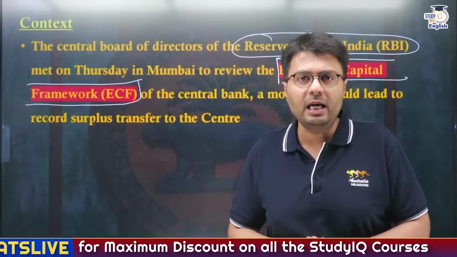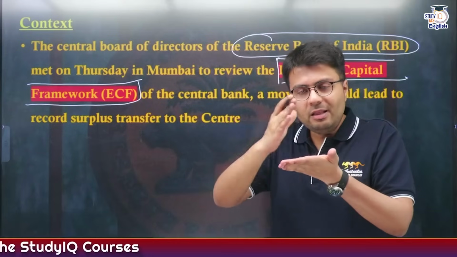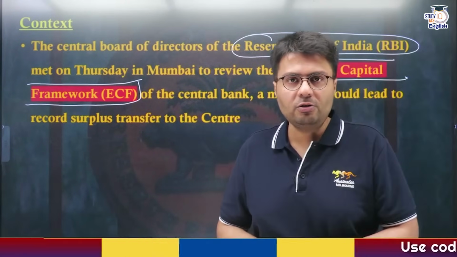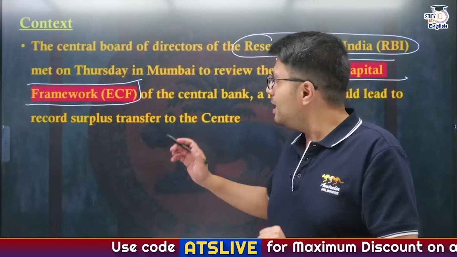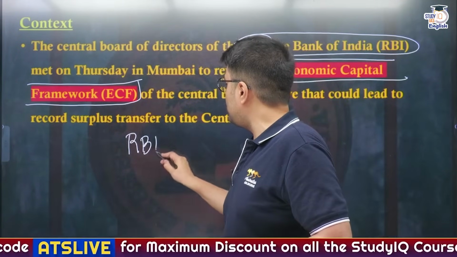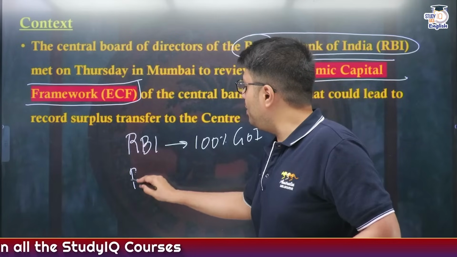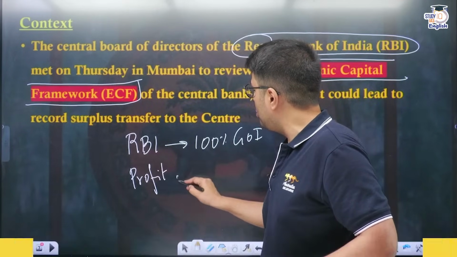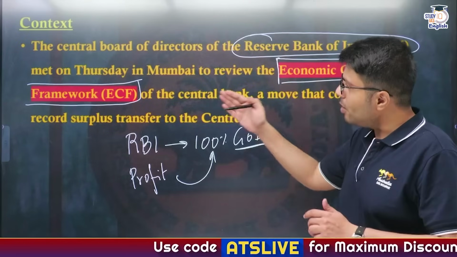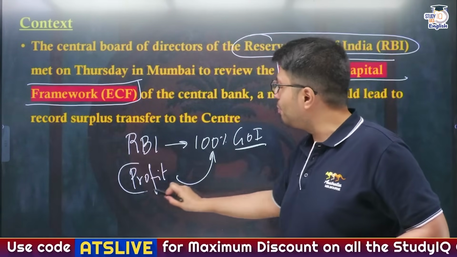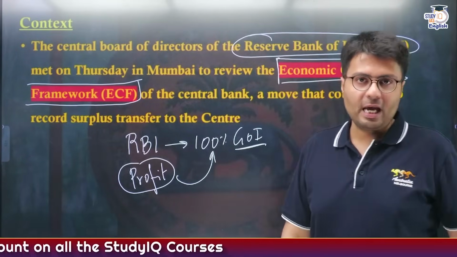My answer to that query is that companies, private companies for that matter, whenever they earn profit, they transfer a portion of this profit to their shareholders, who are the part owners of the company, right? And this is called a dividend. Similarly, RBI is an agency which is owned 100% by the Government of India. So whatever profit RBI is making, automatically a portion of that profit will be transferred to its ultimate owner, that is the Government of India, right? So this is why RBI is transferring its profit to the Government of India. And how much profit should it give? It is determined by the economic capital framework.